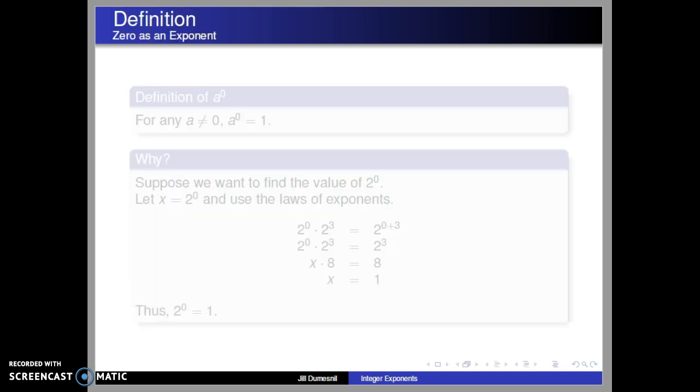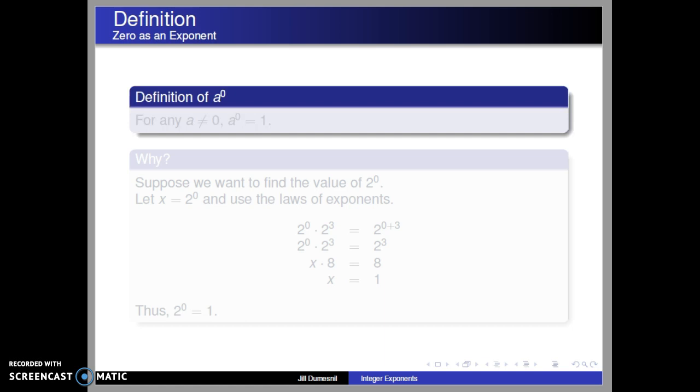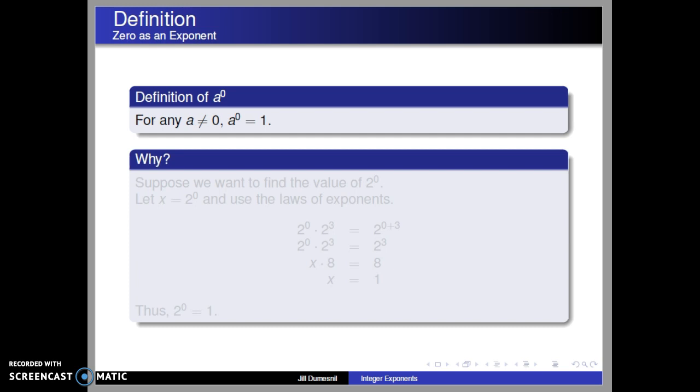Now let's consider the exponent 0. How would we define a raised to the 0 power? For any non-zero a, we define a to the 0 power to be equal to 1. Why is this the correct definition?